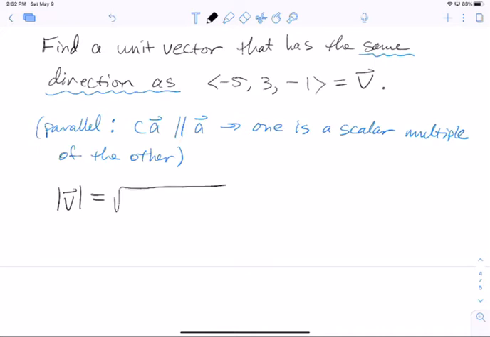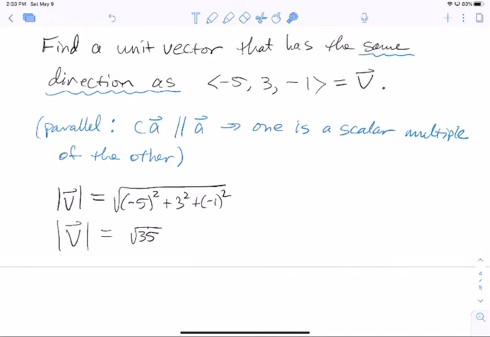First, let's find the magnitude of v. It is the square root of -5 squared plus 3 squared plus -1 squared. And so here we can say that the magnitude of v is equal to the square root of 35, by doing some quick arithmetic there. So v is a vector that has a magnitude of almost 6.